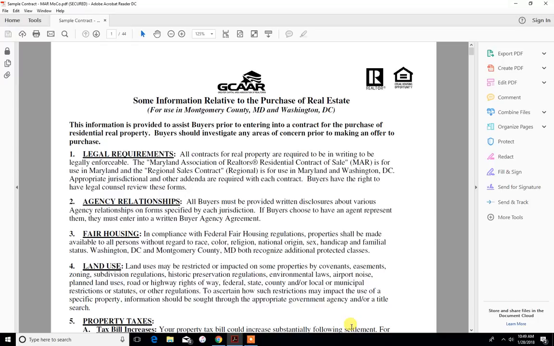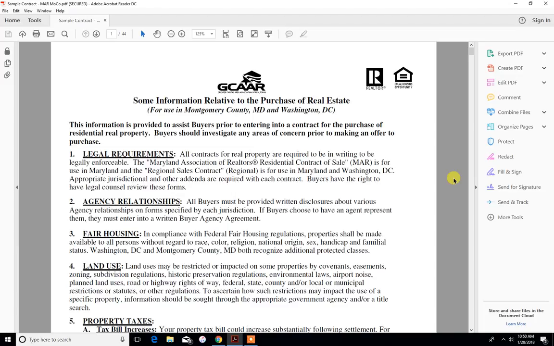There's an MAR version, there's a GCAR version. The Montgomery County jurisdictional addendum has a GCAR version and an MAR version as well. There is also a form here, first-time buyer addendum, that only goes with the MAR. You do not have to do that with the GCAR version because the first-time buyer split of the transfer and recordation fees is worked out in the GCAR forms.